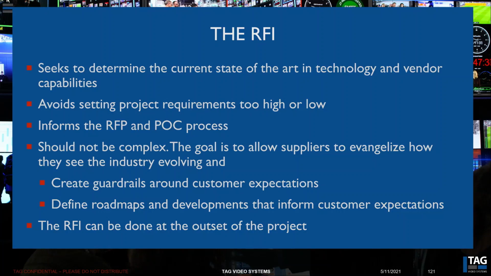And really, what we do isn't all that different from customer to customer and vendor to vendor. There's only so much value in being unique. I hate to say it, but it's true. So the RFI is going to inform the RFP and POC process. It should not be complex. The goal is to allow suppliers to evangelize how they see the industry evolving and create guardrails around customer expectations and define roadmaps and developments that inform customer expectations. The RFI can all be done at the very outset of the project. You don't have to wait until we run through those other steps we talked about before. You can do the RFI very early on to start figuring out who are the vendors that are interesting to talk to about this and where is the technology going.